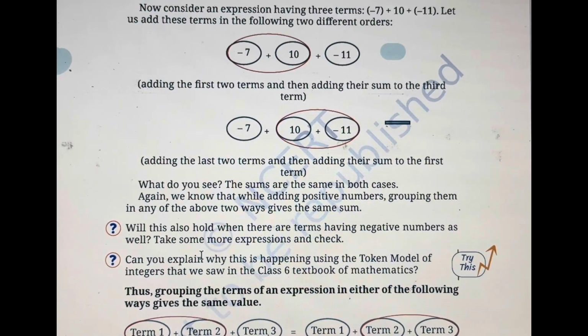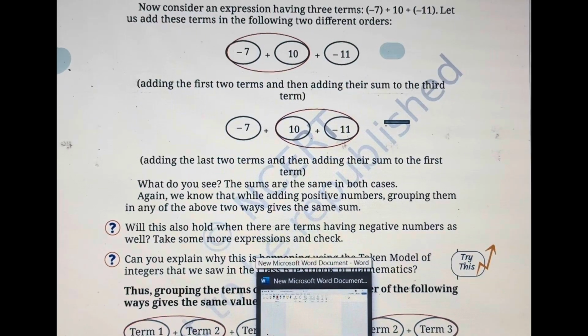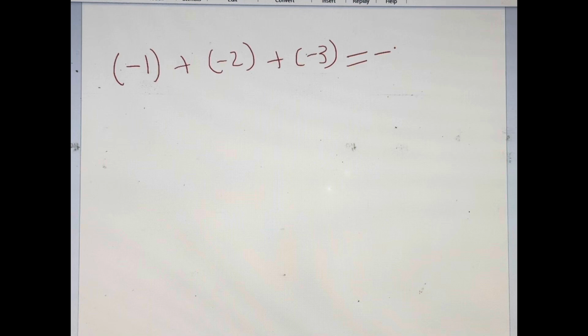So I will take an example where all the three numbers are negative and let us see what is the difference. I'll take simple numbers because it is easy to understand. So minus 1, minus 2, plus minus 3. Now same sign means addition. So all three have the same sign. We add 1 plus 2 plus 3, which gives you 6. And it is negative, the sign of the greater. So its answer will be minus 6.